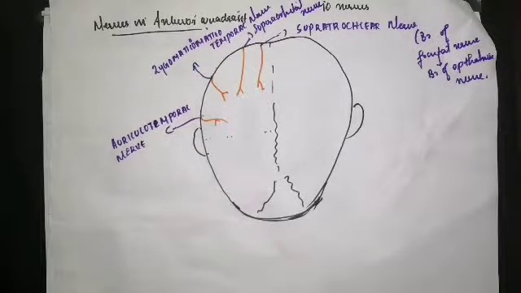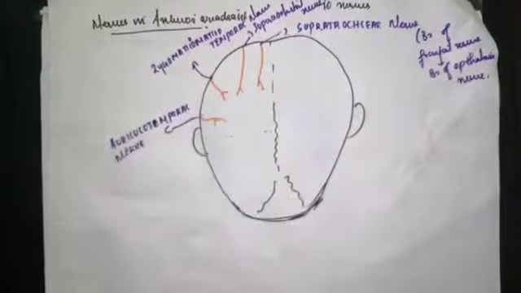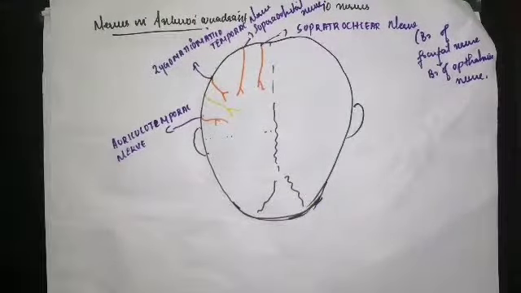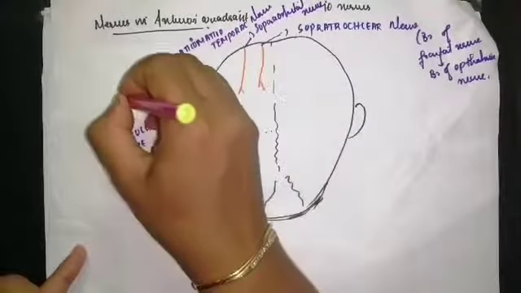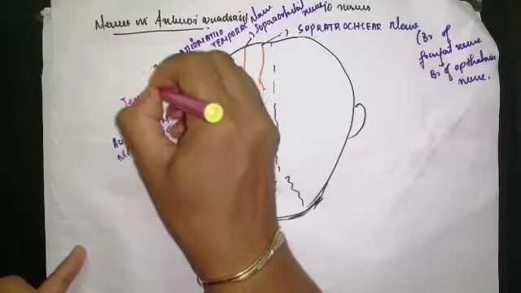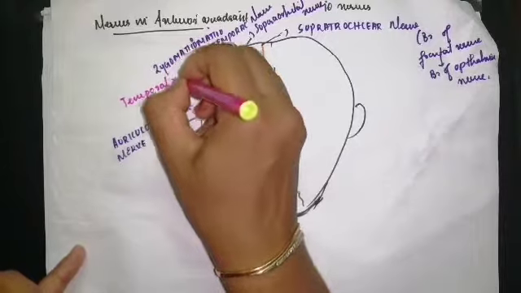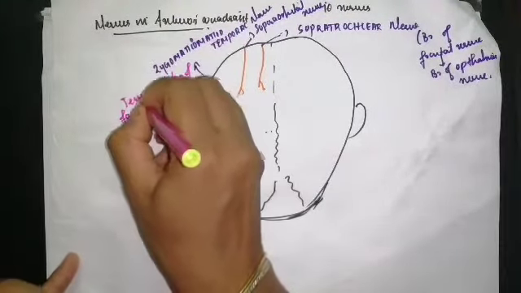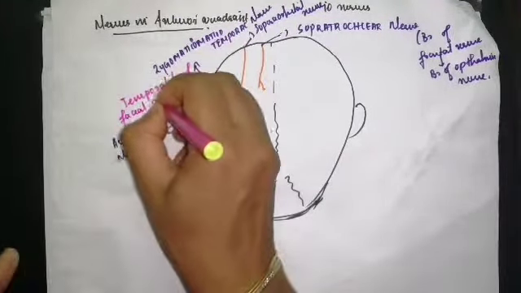Now you have one motor nerve here in the anterior quadrant, that is the temporal branch of the facial nerve. So this is the temporal branch of the facial nerve, which is the only motor nerve here in the anterior quadrant. Being a motor nerve, it is supplying the frontal belly of the occipitofrontalis muscle.